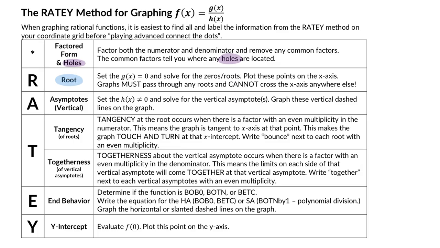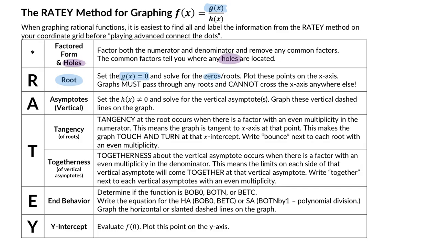Now we know that the roots are the same thing as the zeros. So all I need is any values out of the numerator. Those values will be my zeros or my roots. You're going to plot these points on the x-axis because they're x-intercepts, roots, zeros, solutions. Your graph must cross through the root and cannot cross the x-axis anywhere else. Don't invent roots where they are not.